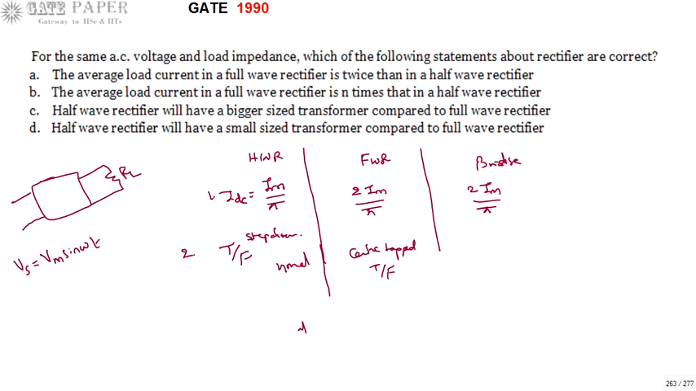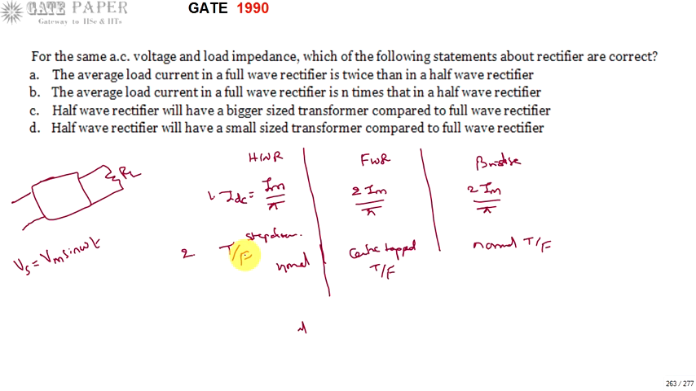as well as tapping at the center is very difficult. That is, you are going to choose the number of turns on the primary and secondary such that the secondary voltage is at exactly half at the tap. That is very difficult. And bridge rectifier is going to be using a normal transformer itself.